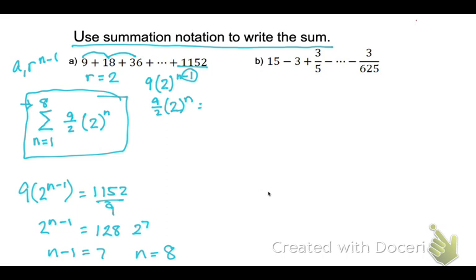So 15, negative 3, positive 3/5. Well, right away, on a test, I wouldn't tell you it's geometric, but right away, if it's anything, it's going to be geometric, and why? It's not arithmetic, because if it was arithmetic, it would not be going positive, negative, positive, negative. The only way that can happen is a negative base, isn't it?